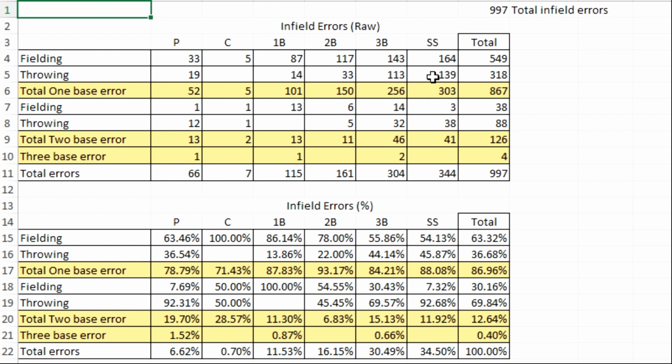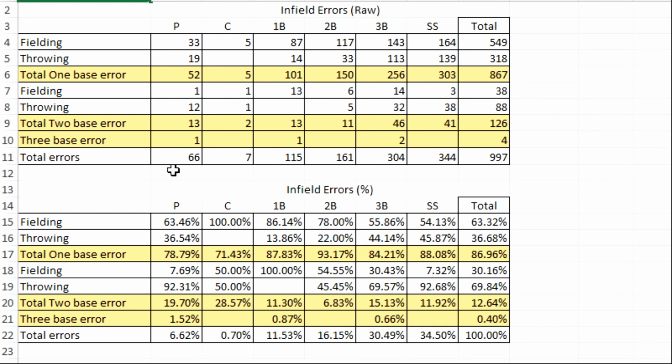What you see here, like many of my other videos, is the top section is the raw data, the raw numbers, and then I look at the percentages down below here. If we take a look at the raw data, we see, for example, that pitchers made 66 errors in 2022. This is all based on 2022 MLB data. Catchers made 7. First basemen made 115. Second basemen 161. Third basemen 304, and shortstops 344. And that's how I get to my total of almost 1,000 errors.